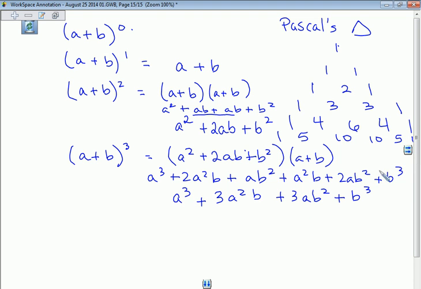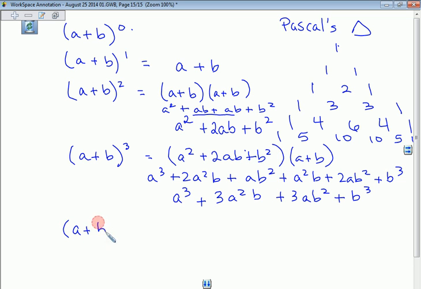Okay, so what they saw was they noticed a pattern. To get this term, you add the two before it. To get this one, add those two, add those two. Do you see how the 1 and 4 makes the 5? The 4 and the 6 makes the 10. The 6 and the 4 makes the 10. The 4 and the 1 make the 5. So here we are expanding a binomial.